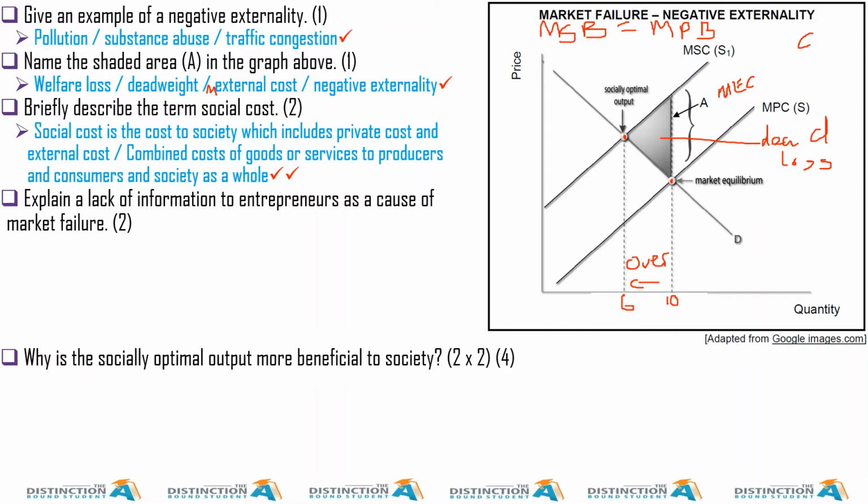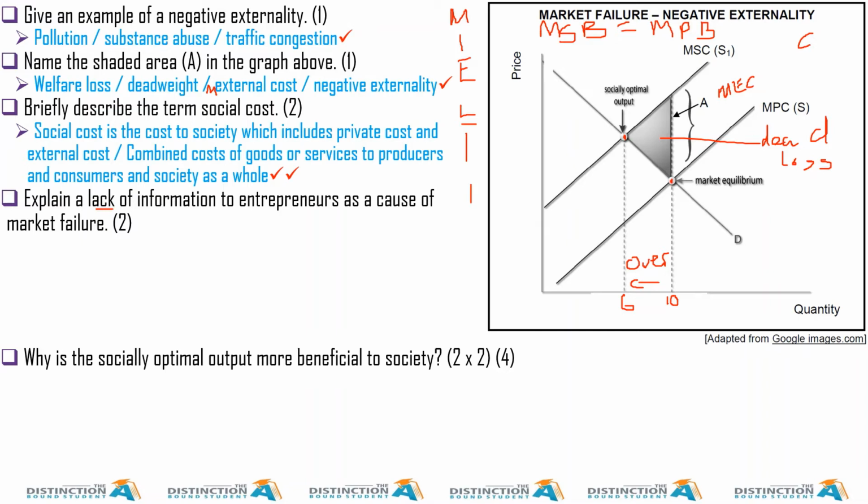Okay. Then the next one, explain a lack of information to entrepreneurs as a cause of market failure. All right. Lack of information. And here, by the way, I don't know if you remember, but in one of my lessons, the first lesson on market failure, I gave you this word here, MILLI, like this. And I said you can use this word to remember the causes of market failure. Here they're saying as a cause of market failure. So you see here, L, that's this one here, lack of information.